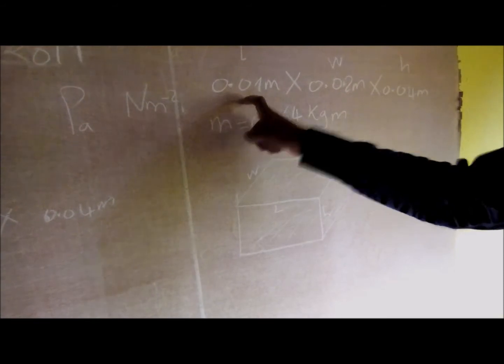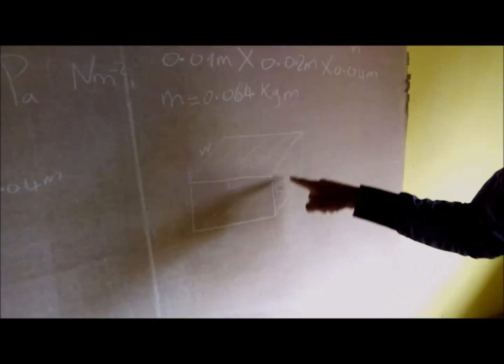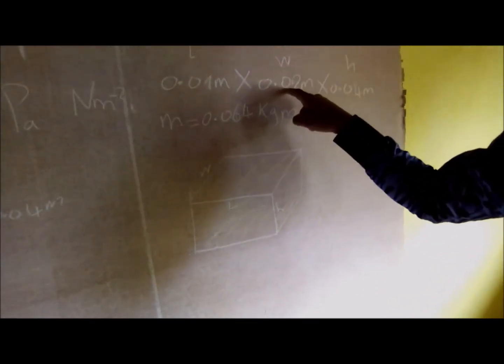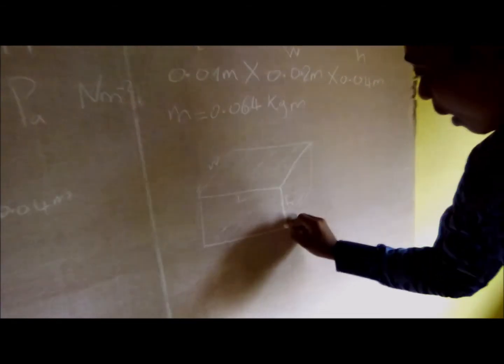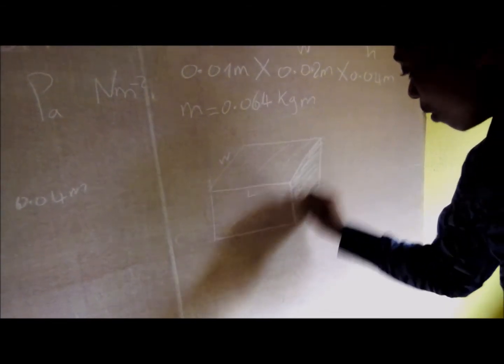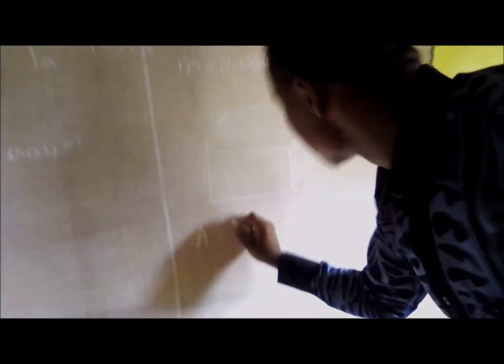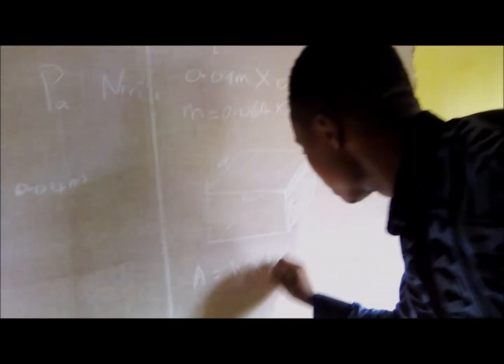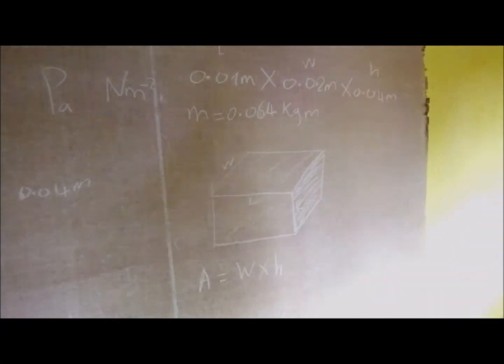The question says, calculate the area of the largest face of the block. The height and the width are larger than the length. It means the largest face of the block is the area made between the width and the height. Here is the largest surface of the block. And for primary school, we know the formula is just width times the height.